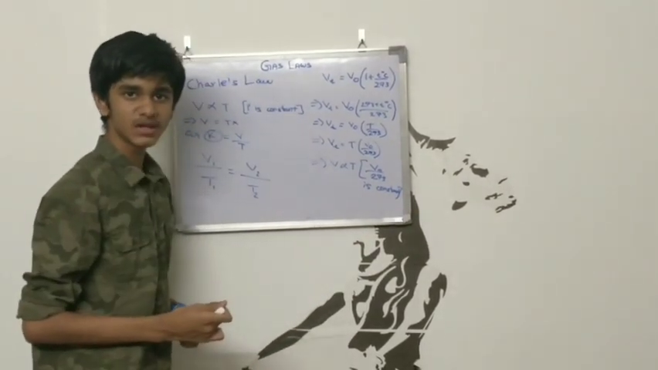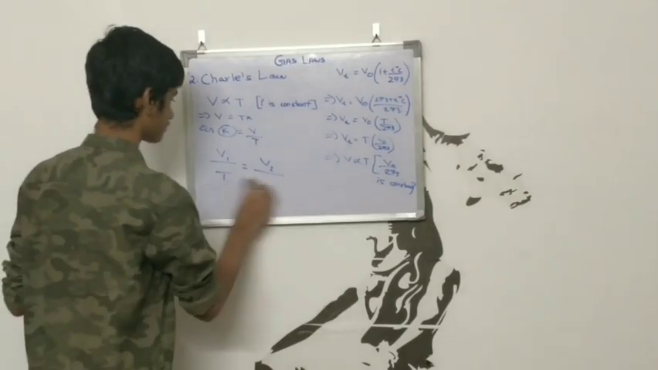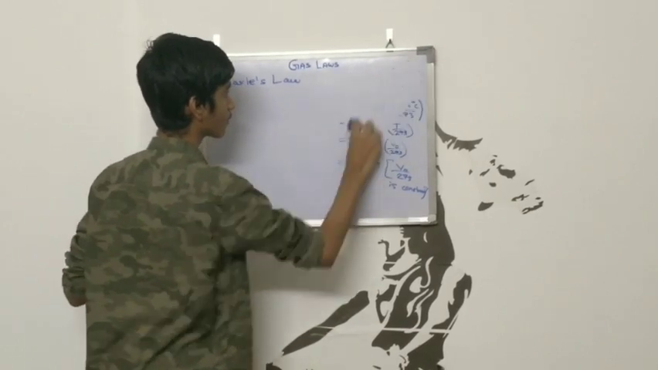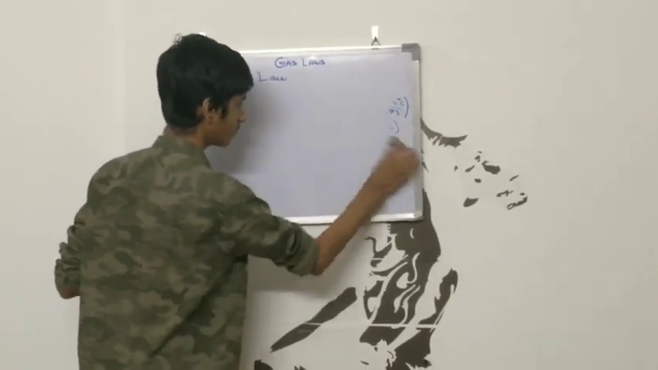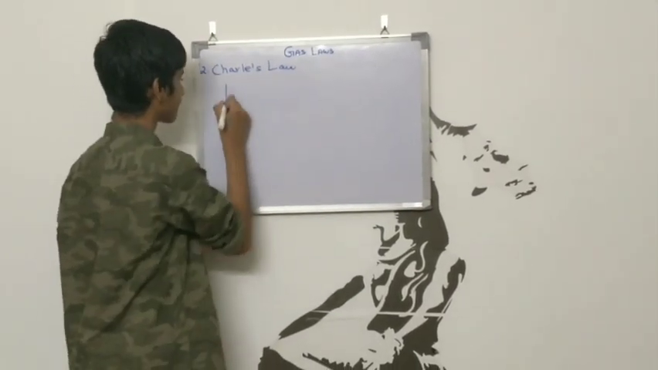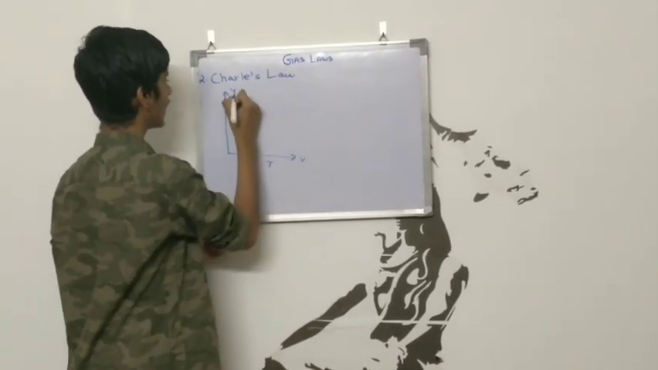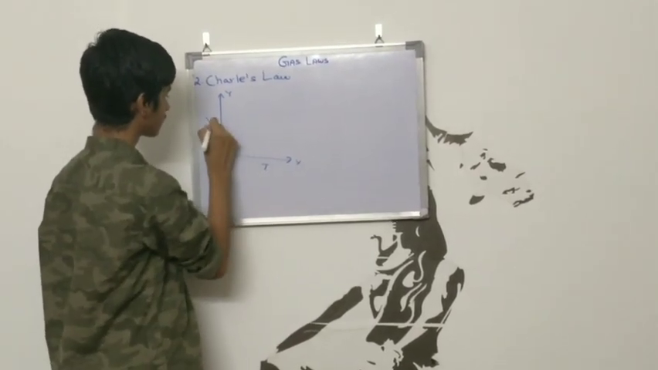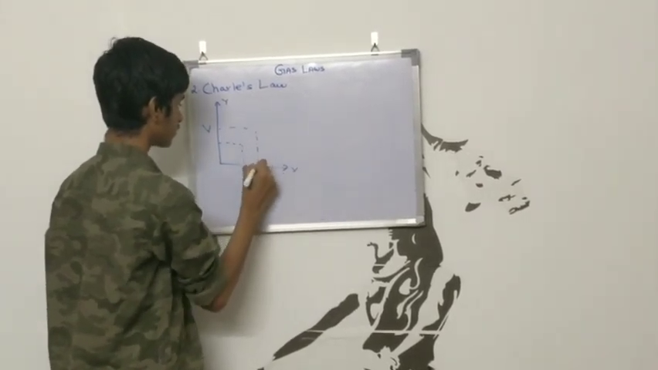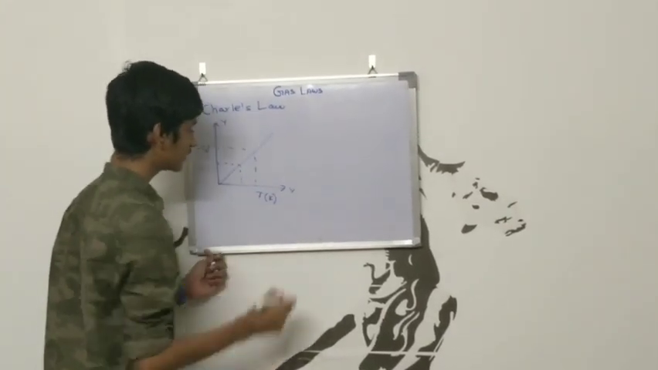This Charles's law can also be graphically represented. We can make two graphs on Charles's law. The first graph is one in which on the x-axis we have temperature and on the y-axis we have volume. We know that as temperature increases, volume also increases. As a result, the graph would be linear. This is when the temperature is represented in Kelvin.